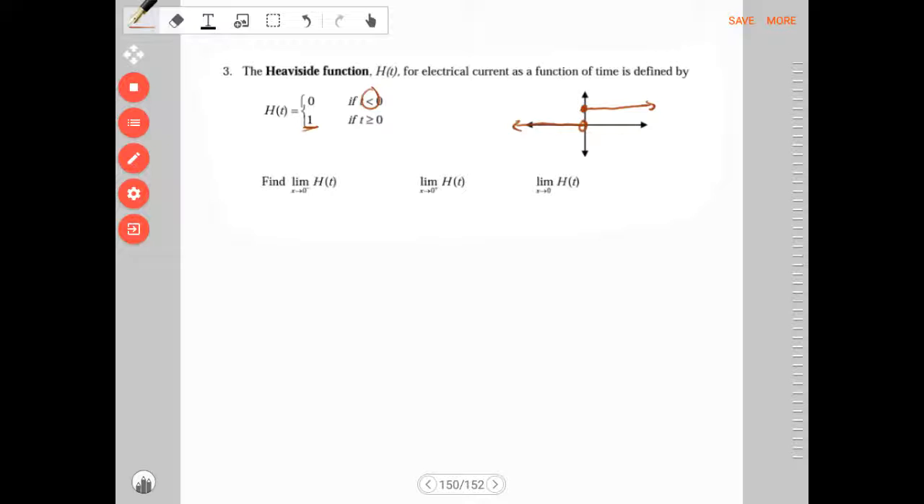Okay, all right, so when x approaches 0 from the left, my limit is 0. When x approaches 0 from the right, my limit is 1. And we notice there that the right-hand and left-hand limits don't equal. On the graph, it's very clear that there's a discontinuity here, so we say that this is undefined.